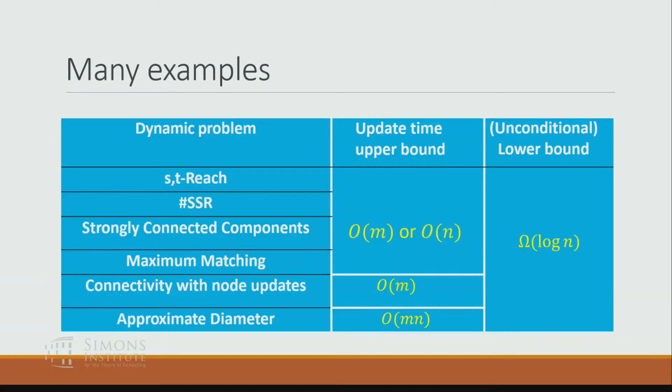For all of these, you can do the trivial thing and recompute after the update or after the query. This is linear time for all of these problems, except for the diameter, in which case you have to run all pairs shortest paths. M is the number of edges, N is the number of vertices.